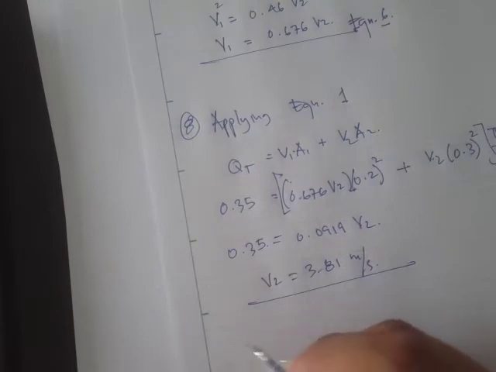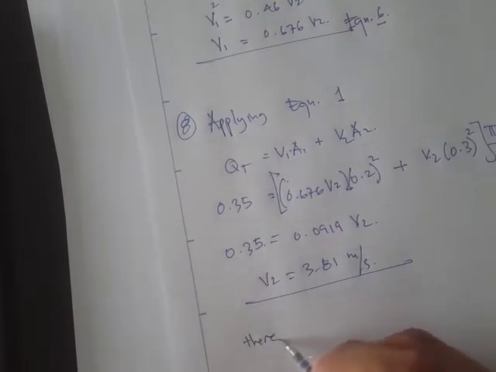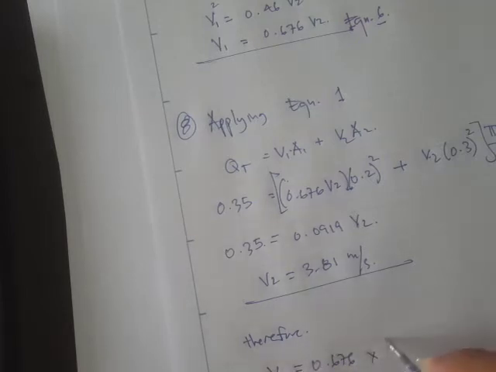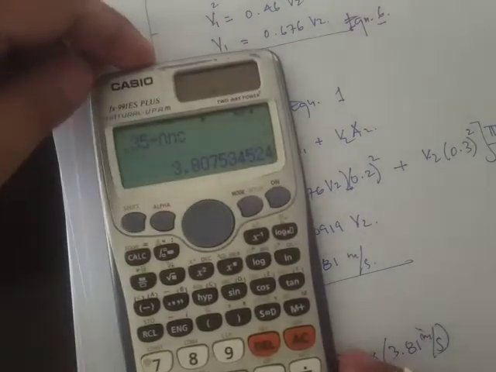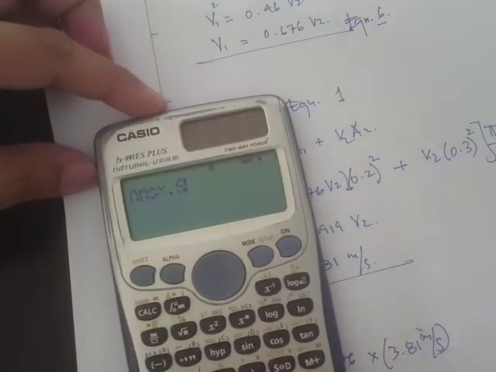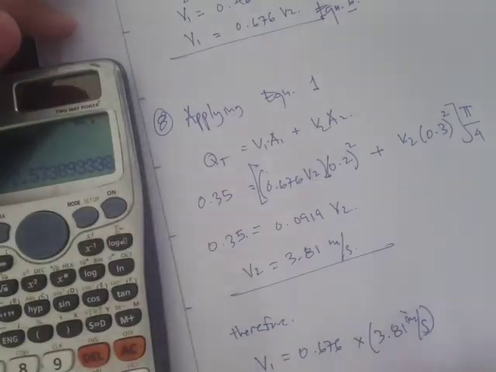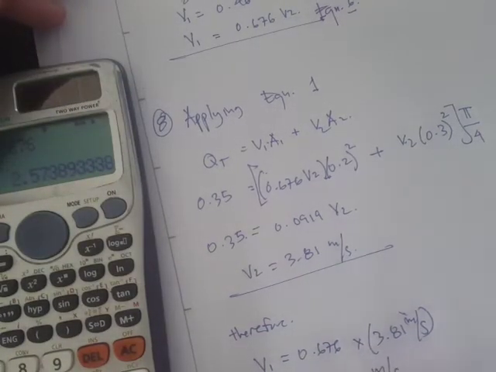Okay, therefore v sub 1 is equal to 0.676 times 3.81 meters per second, right, which is 2.57. That's 2.57 meters per second.